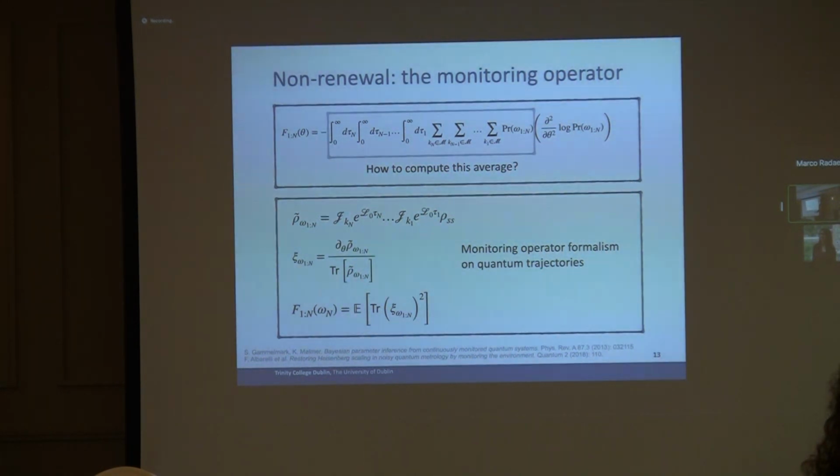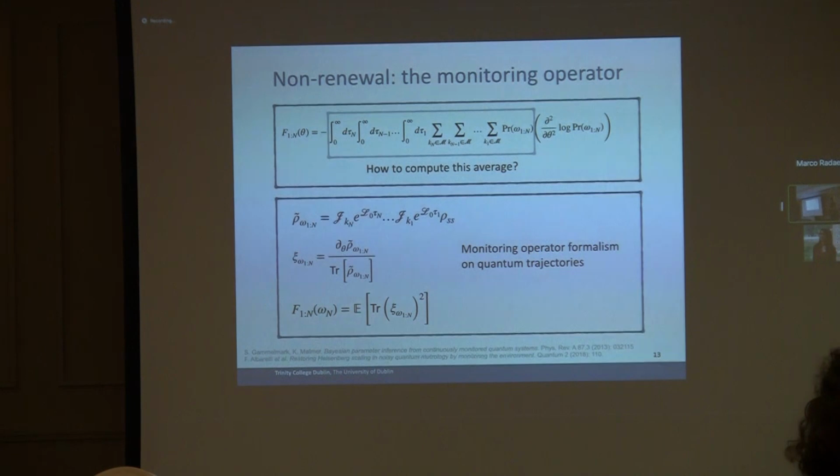Therefore, another method was found more or less a decade ago, and it involves the use of what we will call a monitoring operator. Let us first define an unnormalized conditional state. On a specific measurement record, we start from the steady state, and then we repeatedly apply the coherent evolution, the no-jump evolution, and the jumps at the specified times. And let us define this object here, psi.